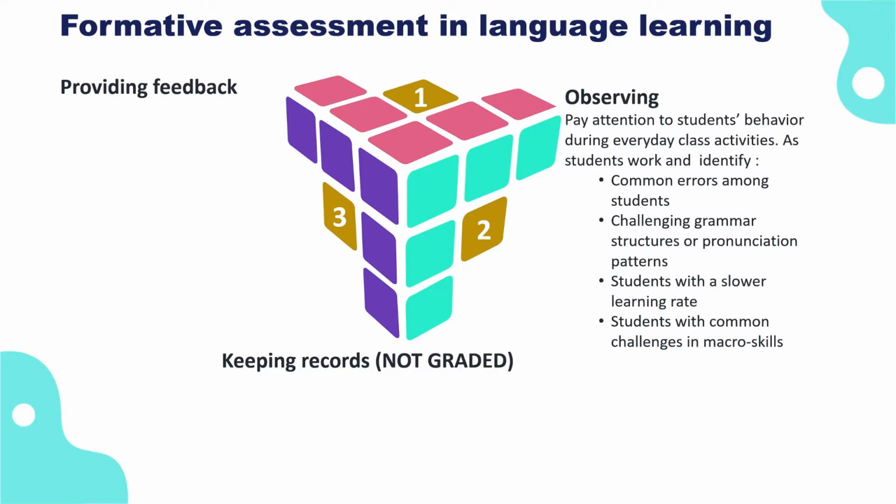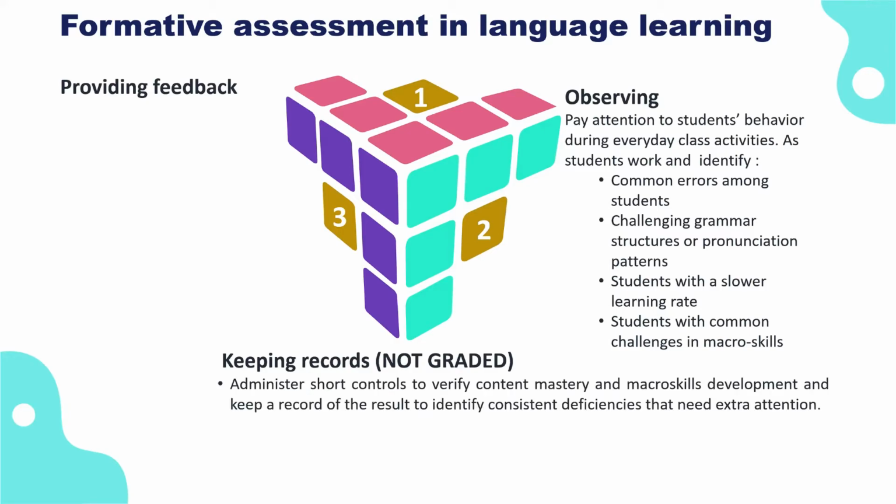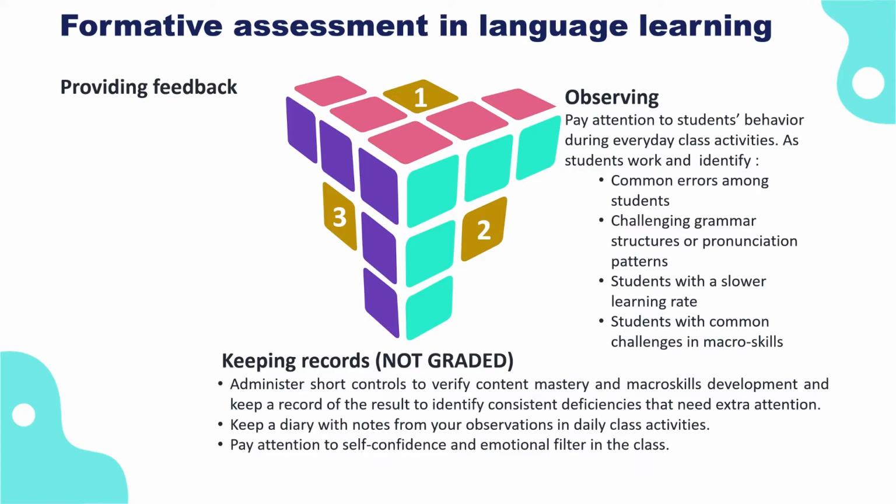How can you get these records? First, you can administer short controls to verify content mastery and macro skill development, and keep a record of the result to identify consistent deficiencies that need extra attention. Number 2, you can keep a diary with notes from your observations in daily class activities. Number 3, pay attention to self-confidence and emotional filter in the class.